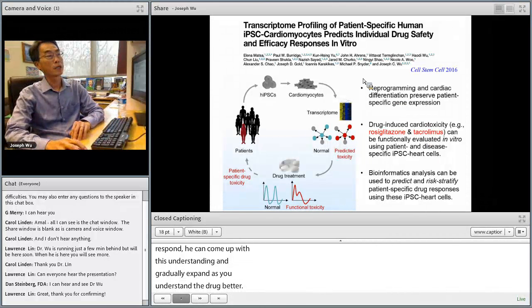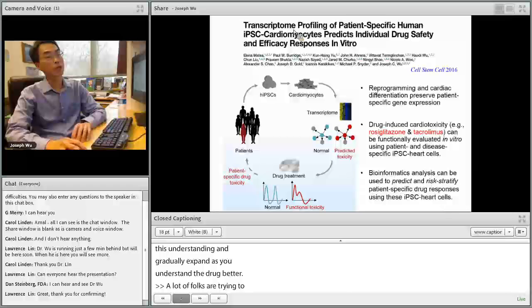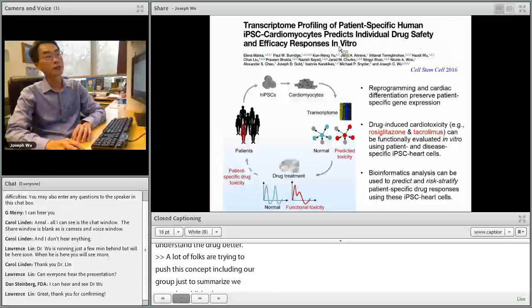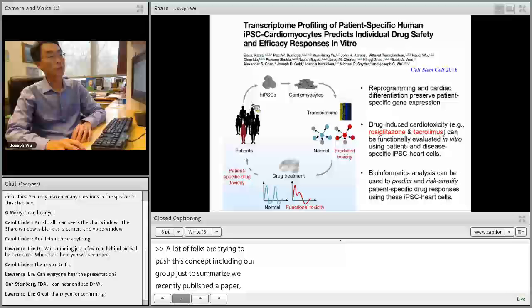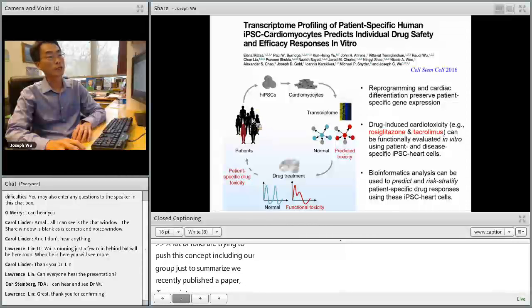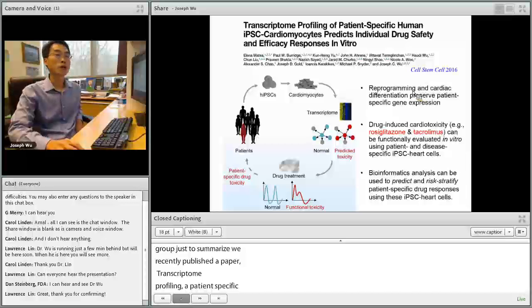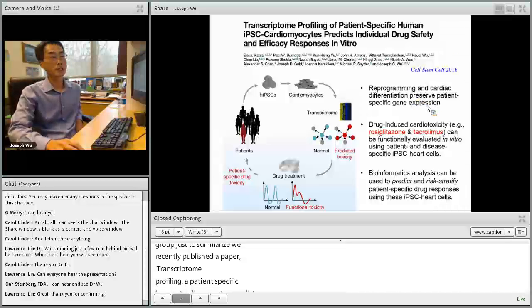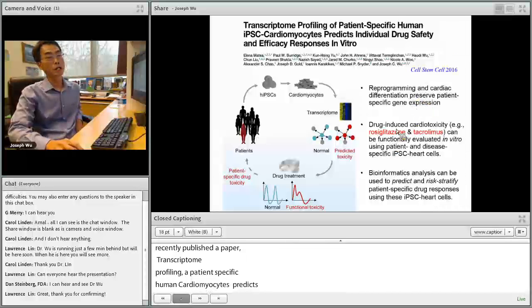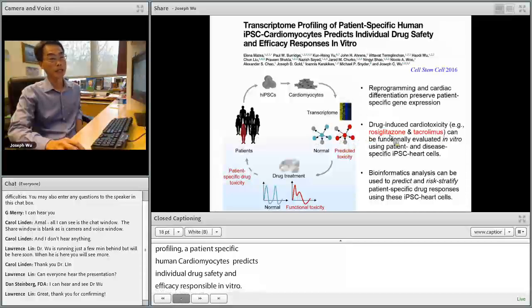And just to summarize, we recently published a paper titled Transcriptomic Profiling of Patient-Specific Human iPS Cell Cardiomyocytes to Predict Individual Drug Safety and Efficacy Responses in Vitro. Here we're able to show that reprogramming as well as the cardiac differentiation preserve patient-specific gene responses. For drug-induced cardiac toxicity, in this case we tested a medication, rosiglitazone, and also another medication, tacrolimus.